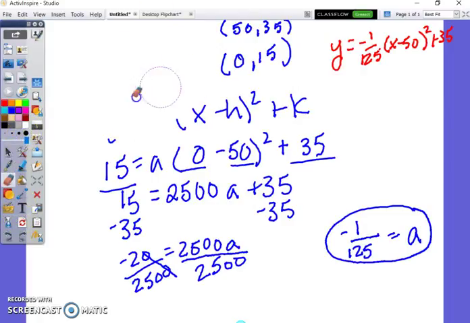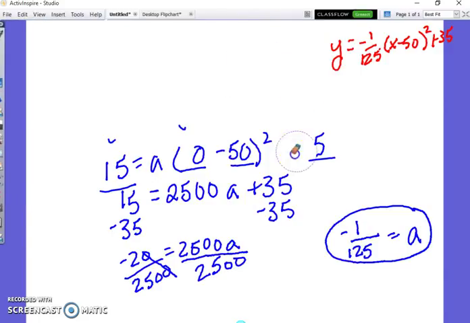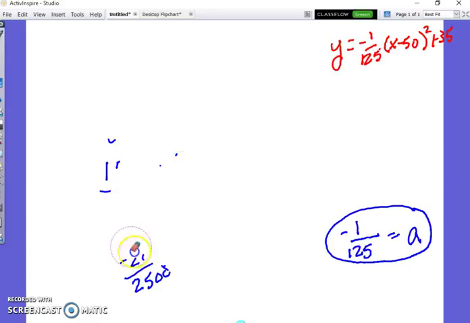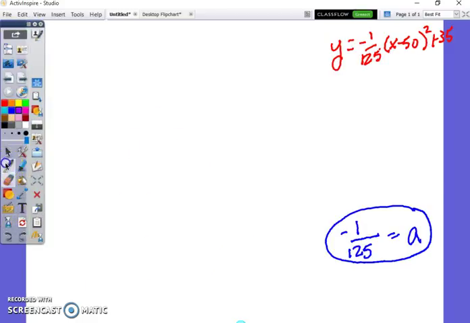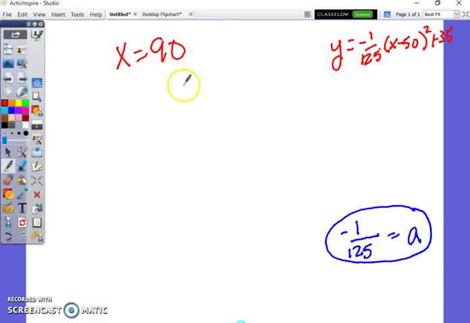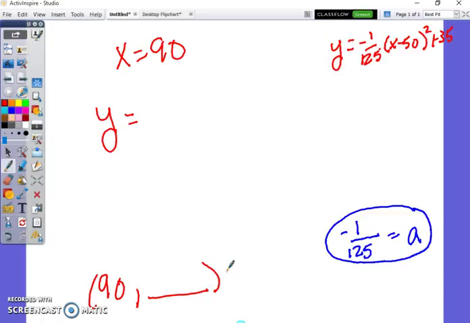Is that all it asked me to do today? Okay, it asked me to find the height of the graph 90 feet away from the origin. So what does that tell me? Yeah, x is 90. So what am I going to do with that information? Plug it in, solve for y. So when I get done, I want 90 something. I want to fill in a coordinate.